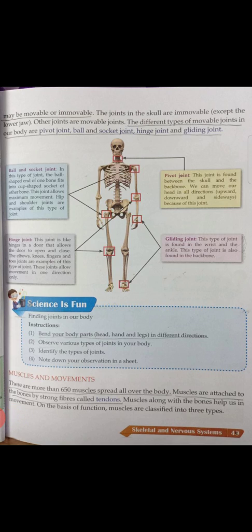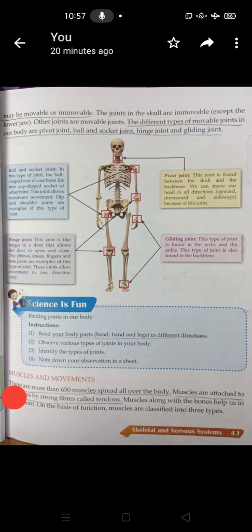So let's see what these are and where they are located. Let's discuss the first one, the ball and socket joint. Okay, in this type of joint, the ball-shaped end of the bone fits into the cup-shaped socket of the other bone. This joint allows maximum movement. Hip and shoulder joints are examples of this type of joint.